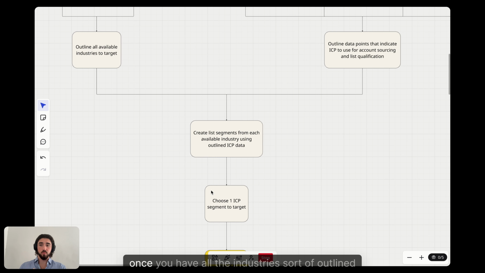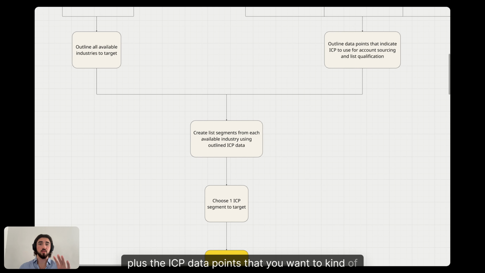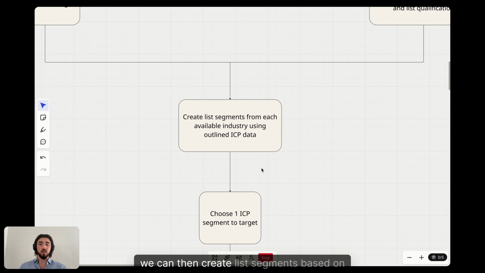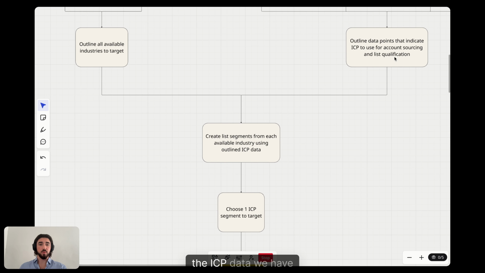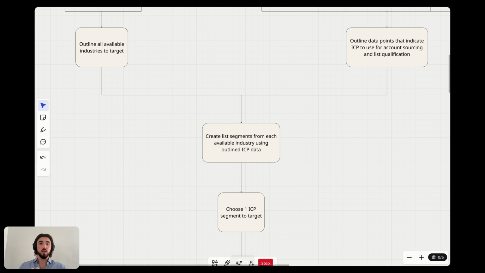So once you have all the industries outlined, plus the ICP data points that you want to keep in mind when building your lead list and potentially qualifying for, we can then create list segments based on the ICP data we have and the available industries you have to target. The reason why we want to combine these two things and why these two things are separate is because you can have a specific persona or ICP that has certain pain points, but it's probably going to be different according to different industries, right? So with these, you need to do deeper research and create these different segments based on the different industries.